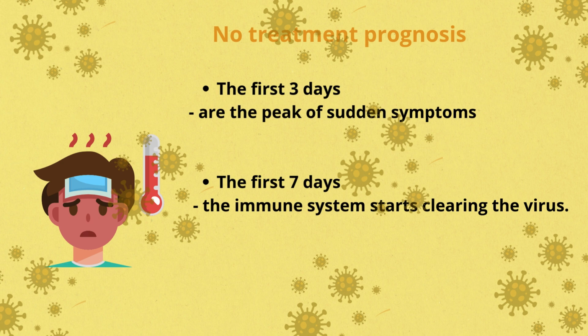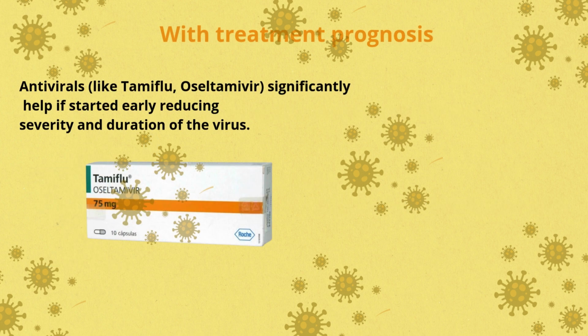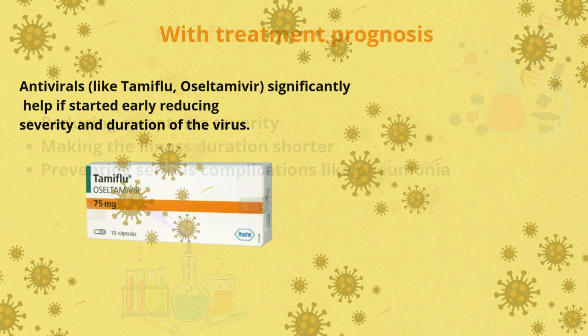The first 3 days are the peak of sudden symptoms. This includes fever, aches, cough, and fatigue. And later in the first 7 days, the immune system starts clearing the virus. Antivirals like Tamiflu, or oseltamivir, significantly help if started early, within 48 hours, reducing the severity and duration of the illness.